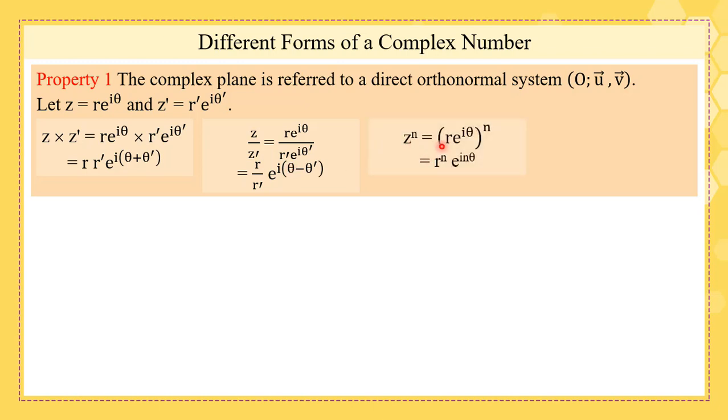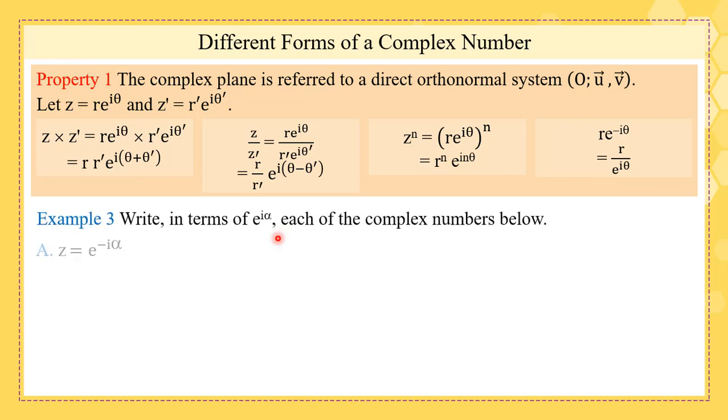And here, if Zn, this is Zn in exponential form, we distribute this exponent, we get R^n and e to the power i n theta. And finally, what is R e^(-i theta)? It's the same as R over e^(i theta). These are the properties that you know from before.